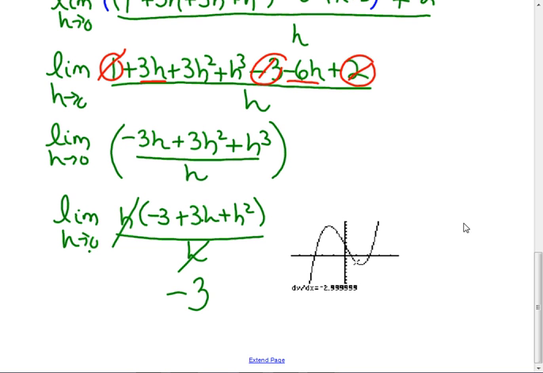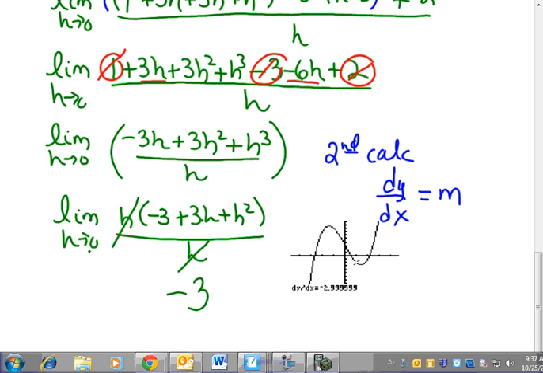So this was second, calculate, and it was dy over dx. That's the slope. There's a lot of different things we can do. That's 1. So when you do this, you'll know this eventually. Right now, not yet, but you will.